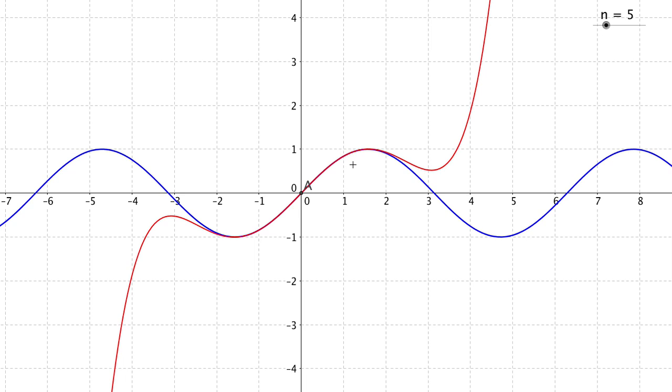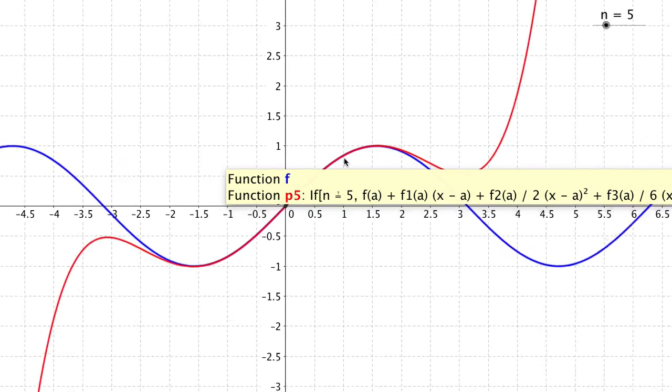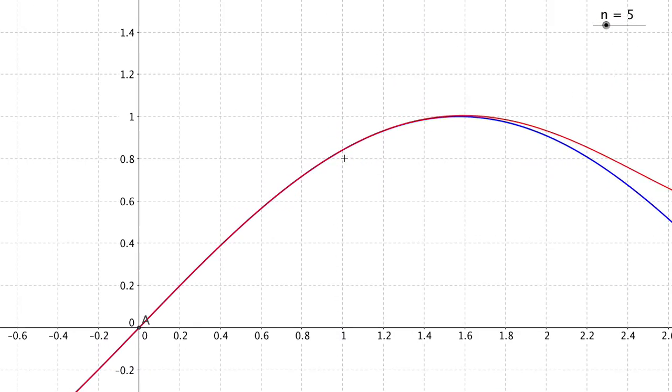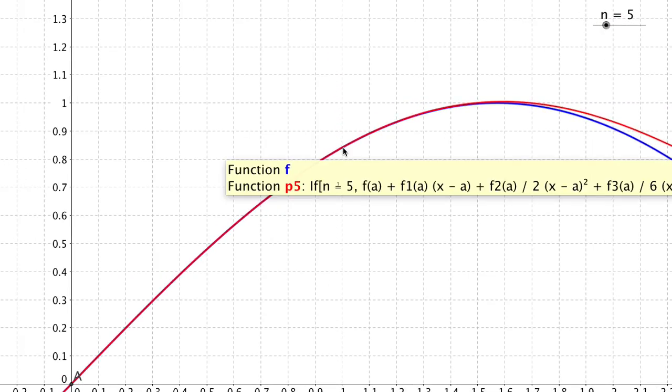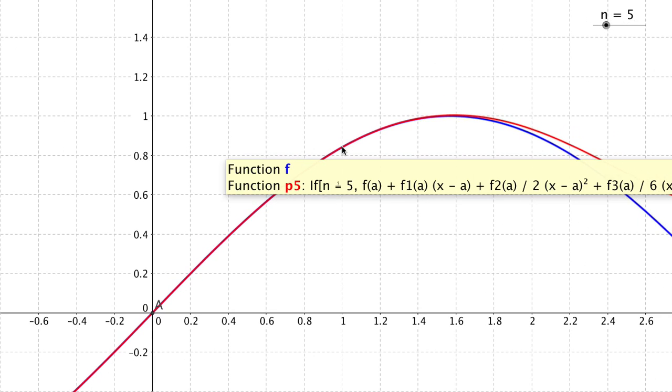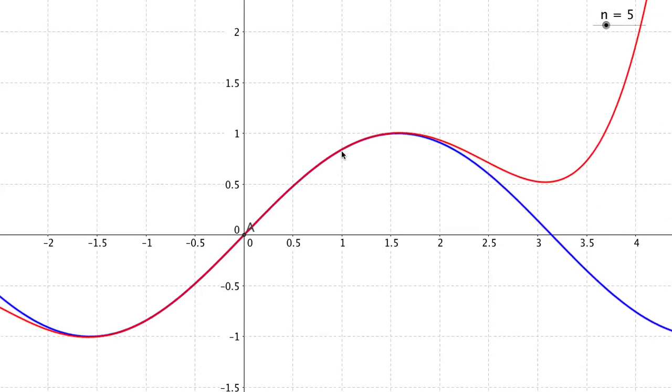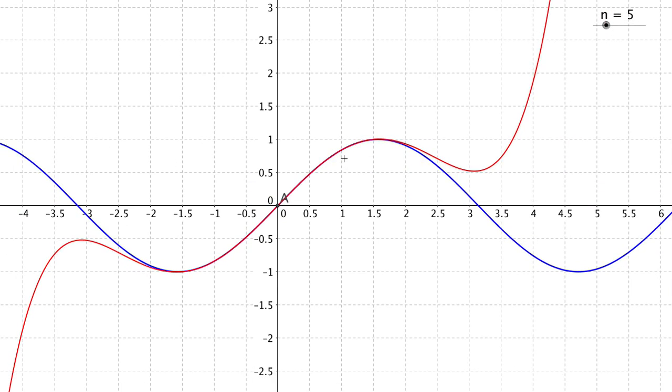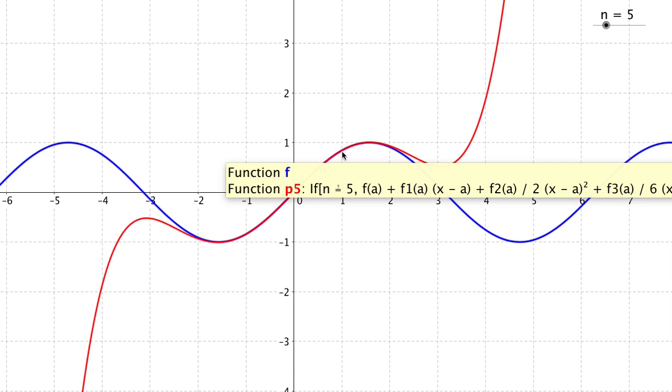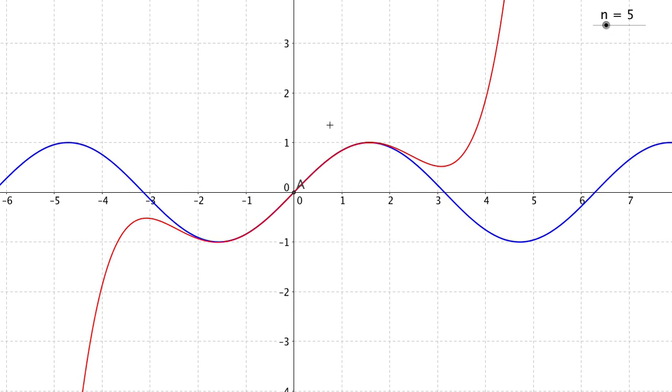And you can see, look right here, look how close this is to the blue and the red, the sine of 1 and this 5th degree polynomial of 1. So it's exceptionally close, which is really nice to have. Okay, now that's graphically what happens there. It's kind of a fun graph.